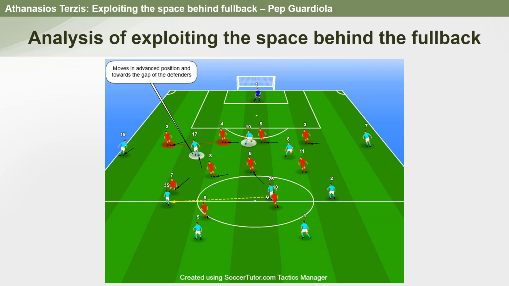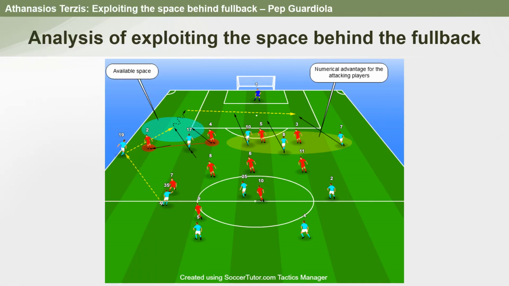An important element in this situation is the central position of the forward number 10. This player stays centrally in order to attract the attention of the central defender number 4. If he succeeds in this and number 4 stays close to him, then the gap between number 2 and number 4 will get bigger.